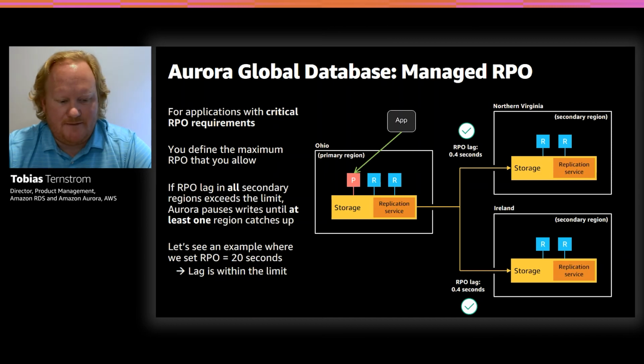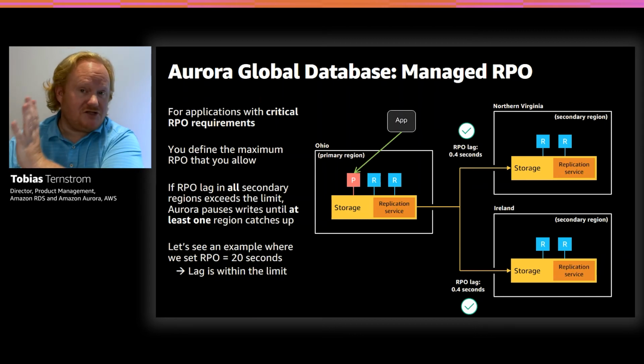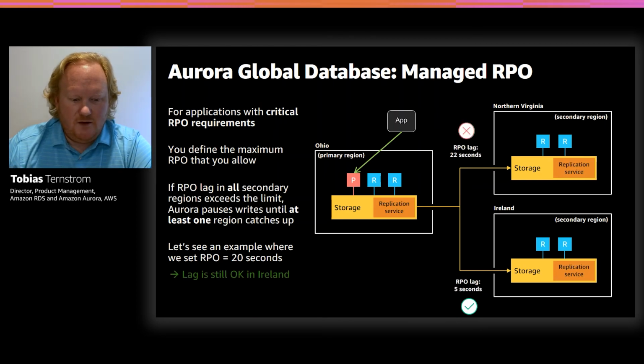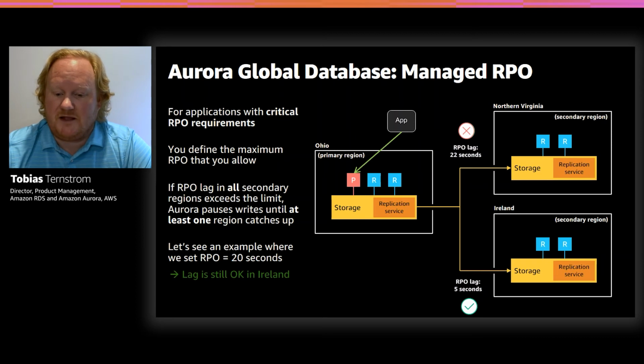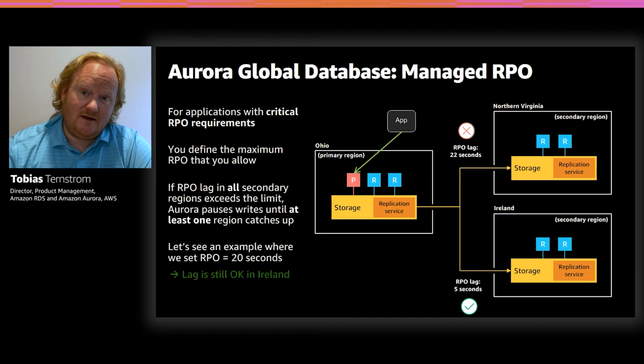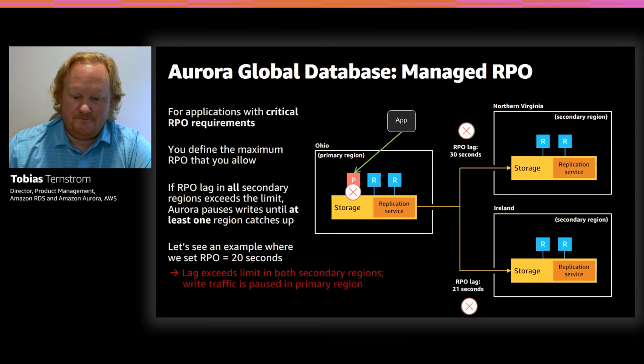In this example, we've set the RPO to 20 seconds, which basically means I'm okay, potentially in case of a disaster, losing up to 20 seconds of data, but not more. So how does this behave? Well, in this case everything is fine, because I have Northern Virginia and Ireland as secondaries, and Ohio as my primary. The RPO lag for Ireland is 5 seconds, but Northern Virginia has gone to 22 seconds. I'm still fine because I'm protected by Ireland. Ireland is within 20 seconds of lag.